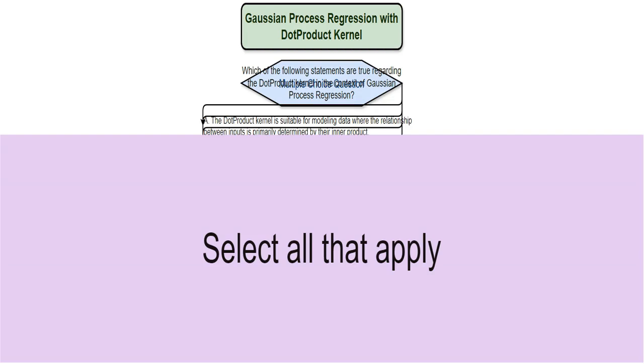Remember, you need to choose all the statements that are correct. This emphasizes that you need a thorough understanding to get this question right.